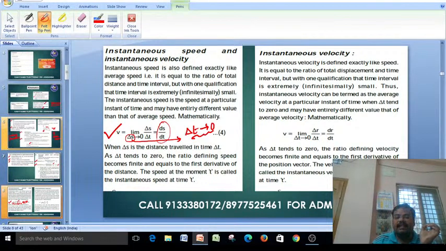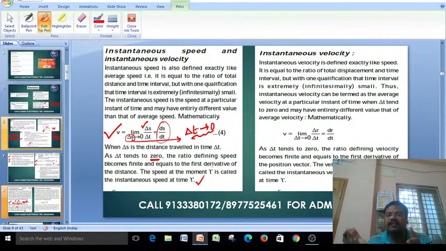So what is delta S here? Delta S is a small amount of distance covered by the particle within a small amount of time. Here delta T tends to 0. The ratio defining speed becomes finite and equals the first derivative of the distance. The speed at the moment t is called the instantaneous speed at a particular time t.